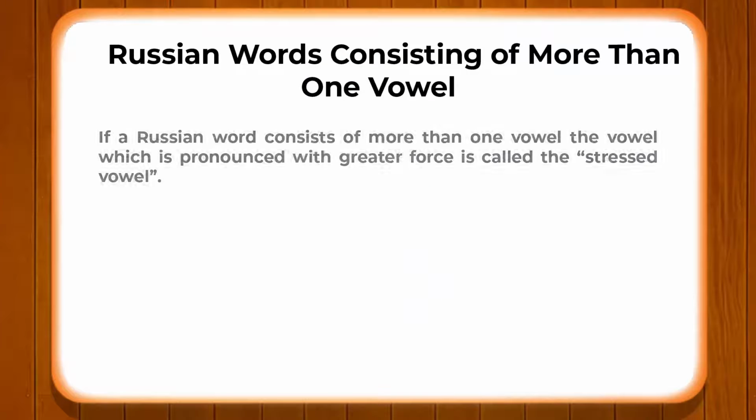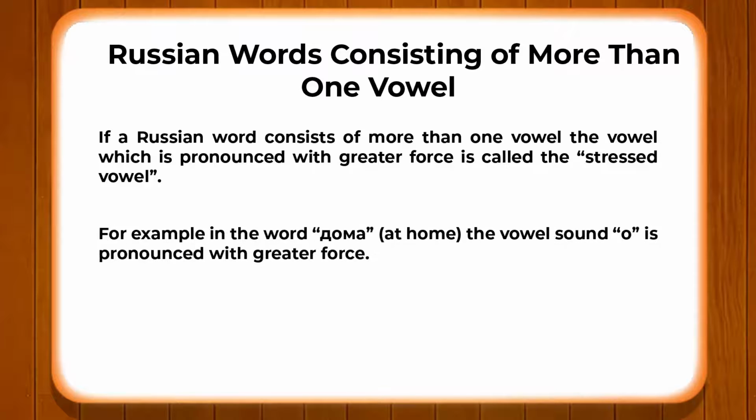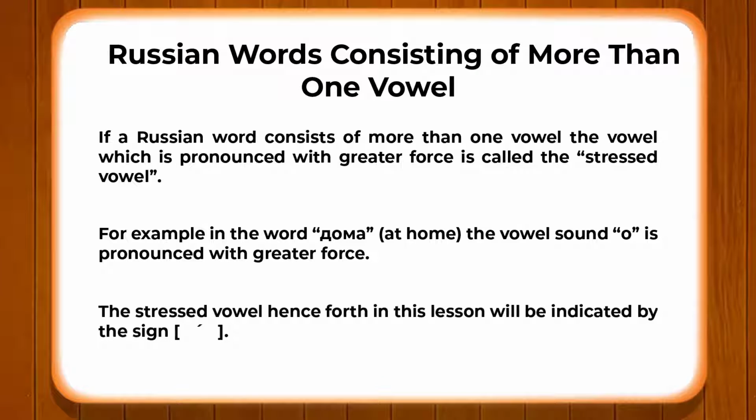As you know, if a Russian word consists of more than one vowel, the vowel which is pronounced with greater force is called the stressed vowel. For example, in the word doma, which means at home, the vowel sound o is pronounced with greater force. The stressed vowel henceforth in this module will be indicated by the sign as you can see on the screen.